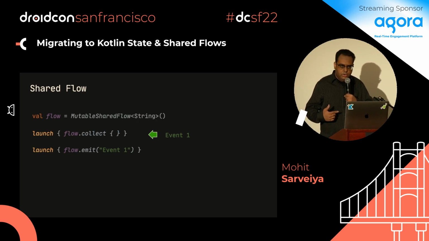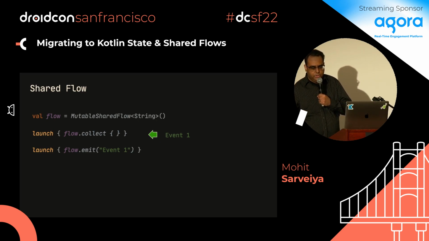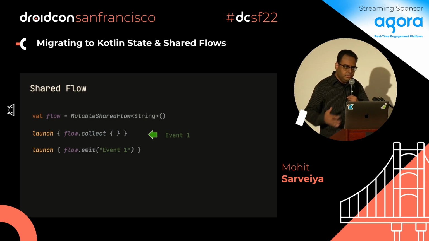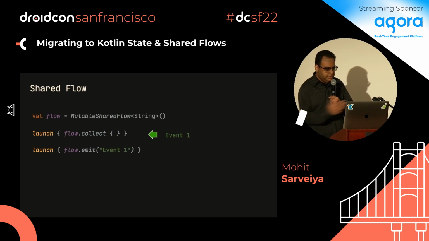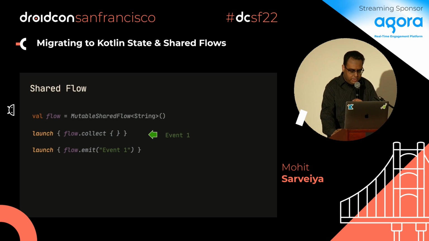If you ever want to know how many subscribers you have at any point, you could do flow.subscriberCount.value, and you could know. So in this case, you have 1 subscriber here.